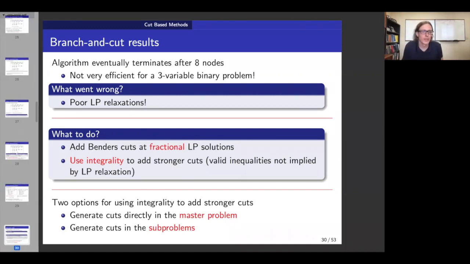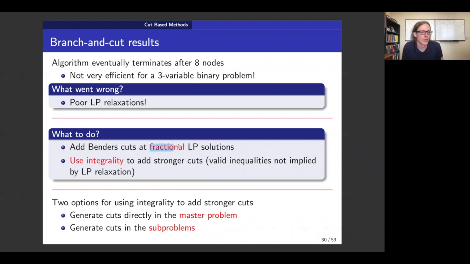One thing we could do is add Benders cuts also at fractional LP solutions. The way I described this algorithm, I was only adding those Benders cuts when I happened to encounter a feasible integer solution at a node. This could improve things a bit, but to be honest, I'm not confident that would improve things that much. What you're going to get better leverage out of is if you use integrality to get stronger cuts.